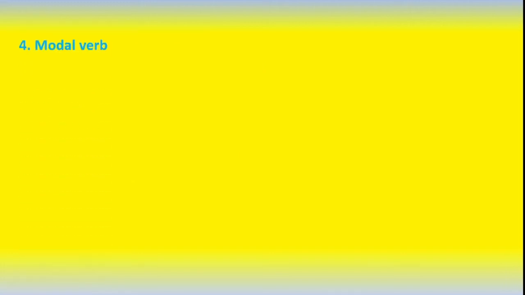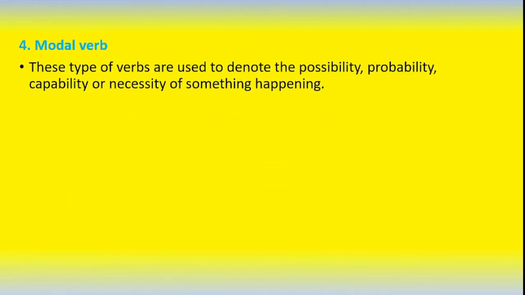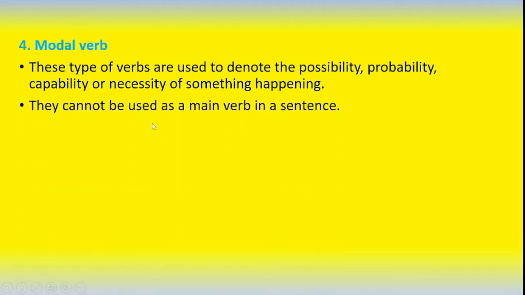And the fourth one is the modal verb. So what is a modal verb? These types of verbs are used to denote the possibility, probability, capability, or necessity of something happening. They cannot be used as a main verb in a sentence. So they are like helping verbs. These verbs are used to denote the possibility, whether it will happen or not. That is probability, possibility, and also capability, whether you can do it or not, or the necessity of something happening, whether it should happen or not.